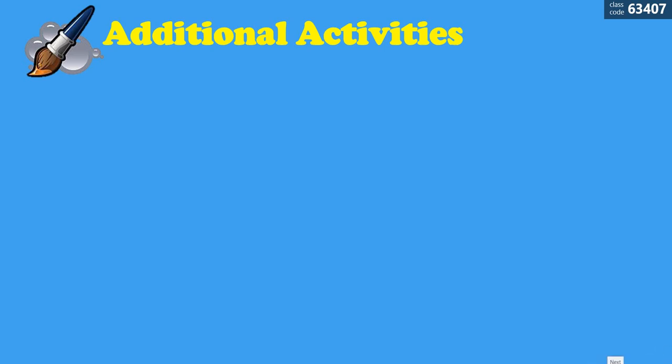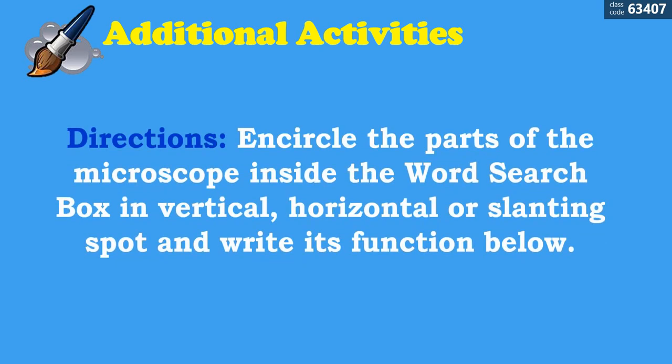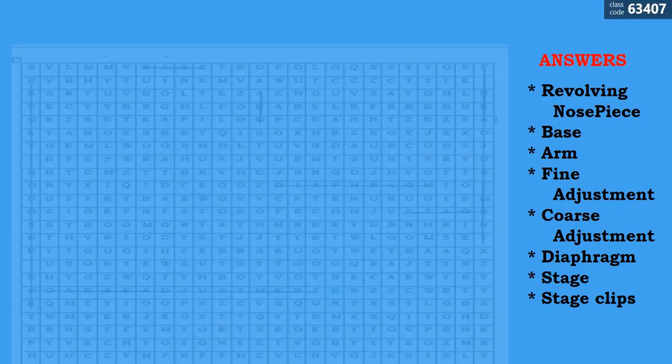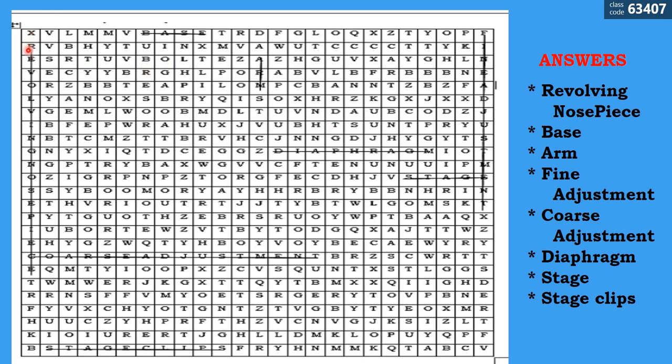You are given additional activities here. Encircle the parts of the microscope inside the word search box, vertical, horizontal, or slanting, and write its function below. This is a puzzle, so we are going to look for the words. What do you think the words given there are? Okay, let's reveal the answer. First, we have the revolving nose piece. Here we have base, arm, the coarse adjustment, the stage clips, diaphragm, fine adjustment, and the stage. Okay, so we have all of this present.